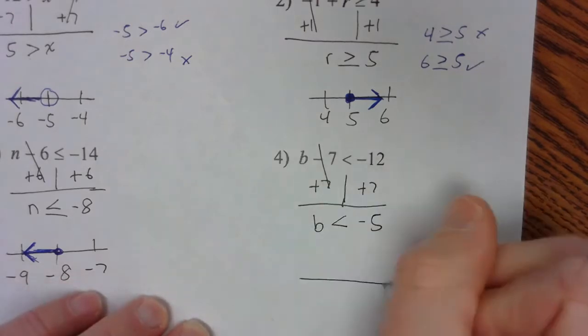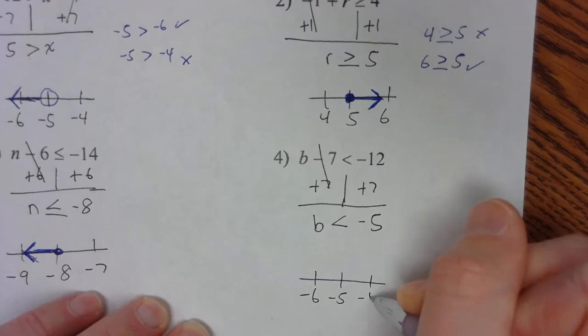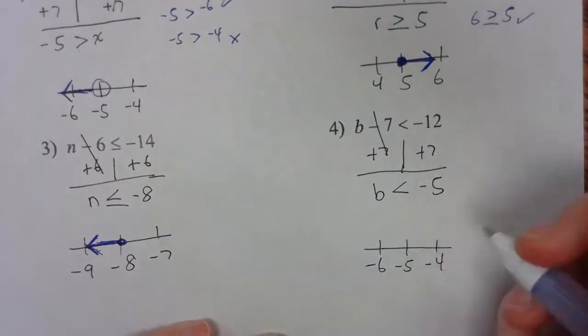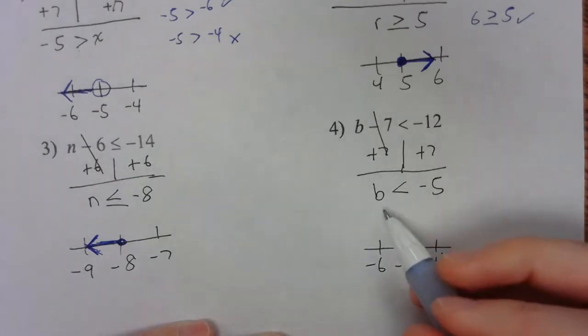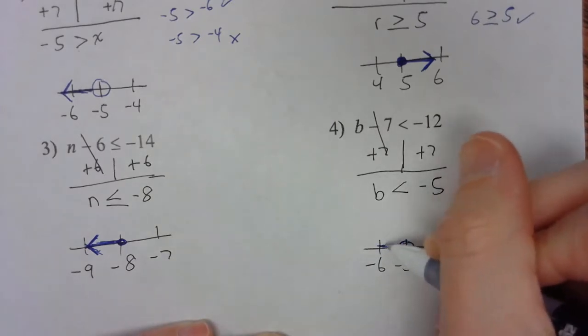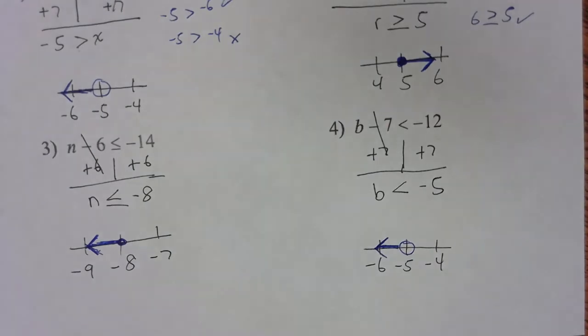So let's draw your number line. It is not an or equal to, so I have an open circle. And b is less than -5. So which one of these numbers is less than -5? That would be -6. So I'm going towards -6.